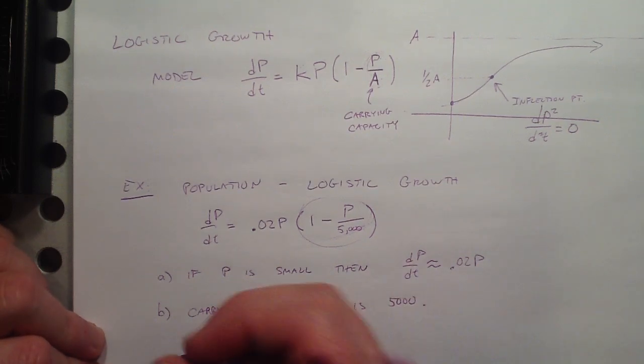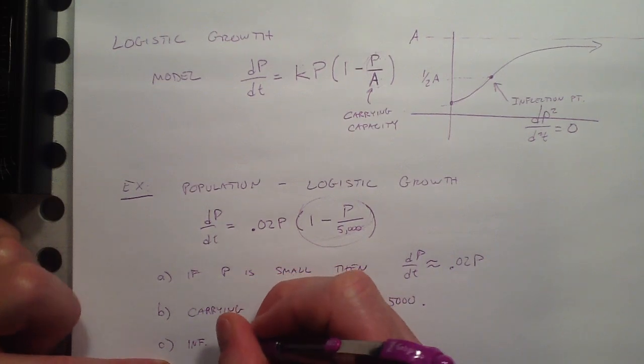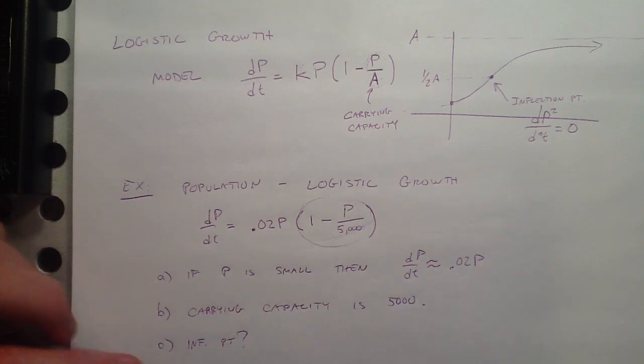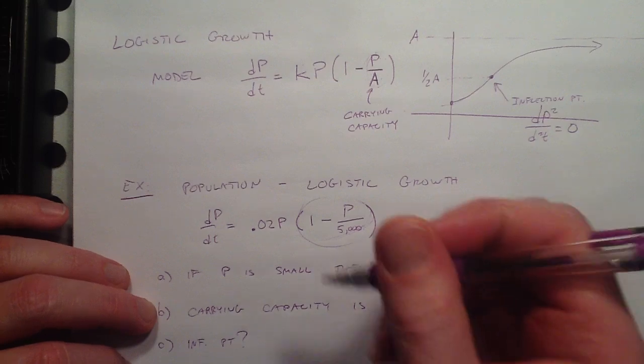What else can we ask about that? Let's see, where's the inflection point? Well, you could say it's when the population is 2,500, but let's actually show that that's true. Let's actually take the second derivative of this.